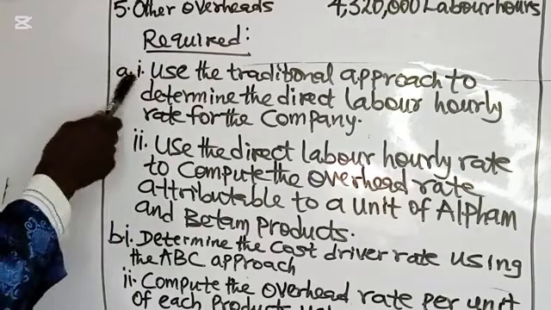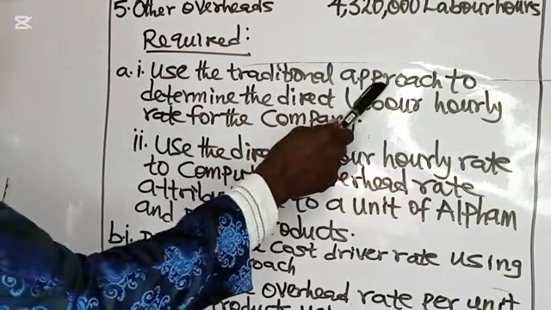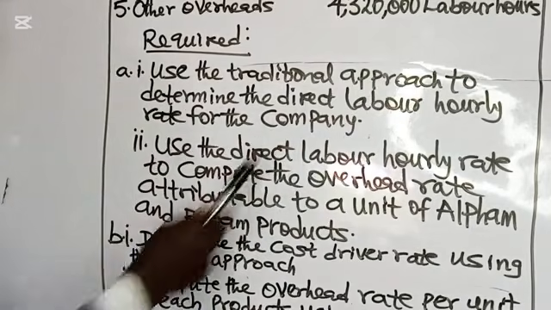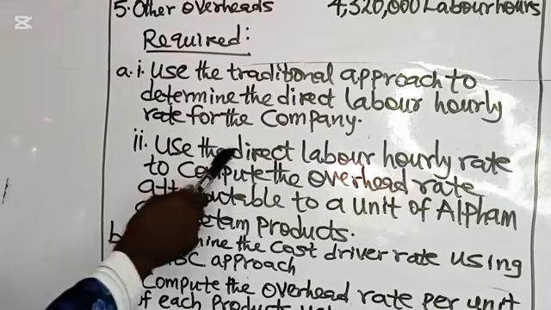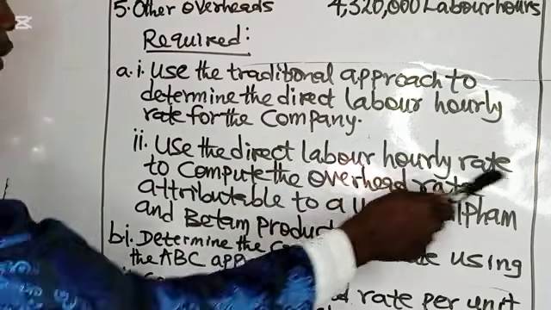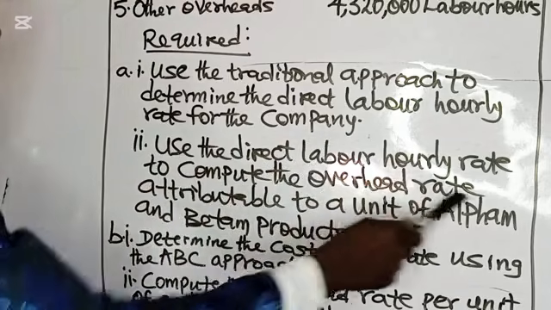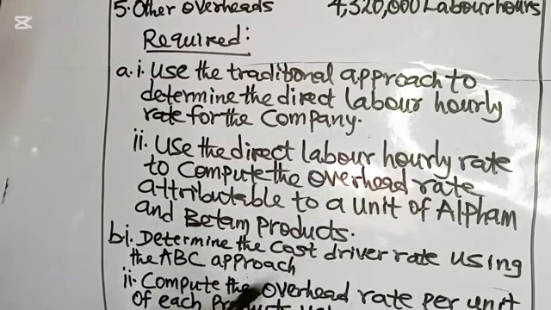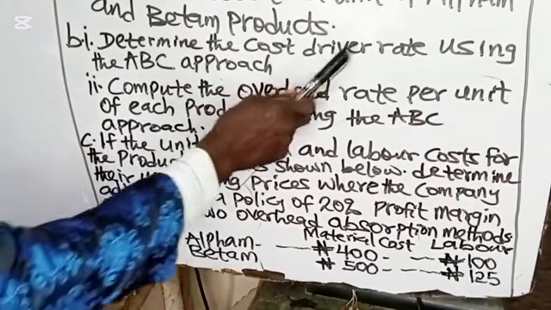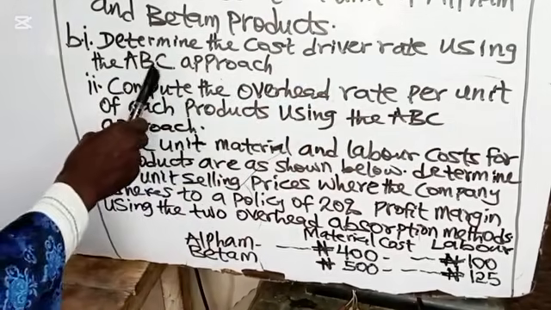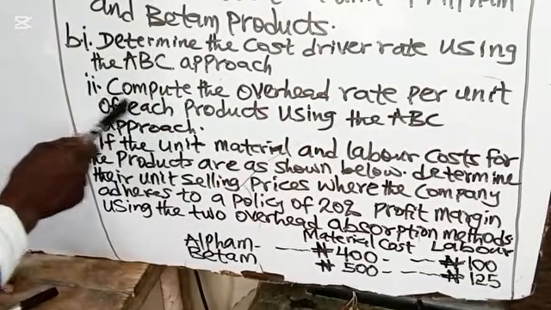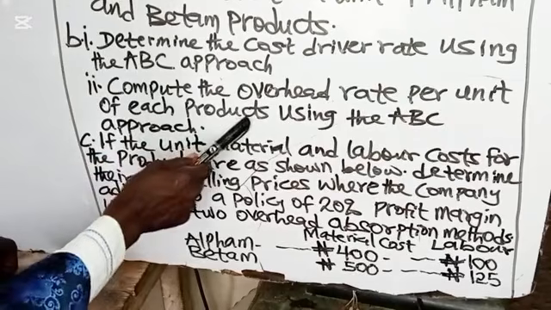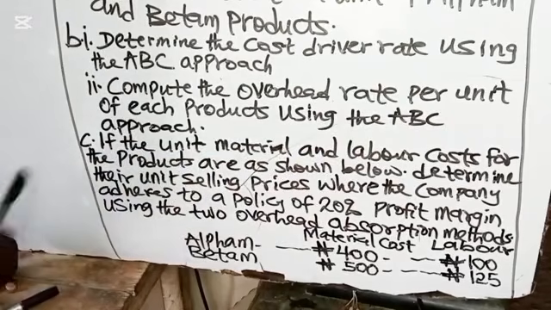Required. A1. Use the traditional approach to determine the direct labor hourly rate for the company. 2. Use the direct labor hourly rate to compute the overhead rate attributable to a unit of AFAM and BETAM products. B1. Determine the cost driver rate using the ABC approach. B2. Compute the overhead rate per unit of each product using the ABC approach.